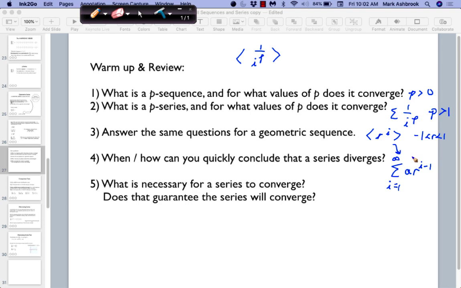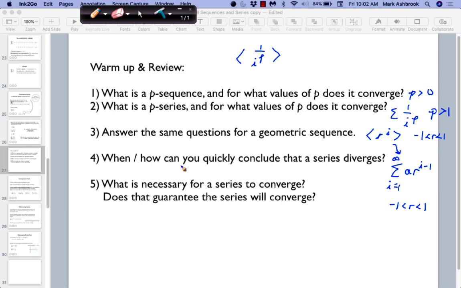And when does that converge? We did this last time. When does the geometric series converge? Same, right? If the geometric sequence converges, then the series also will sum up to a finite value.